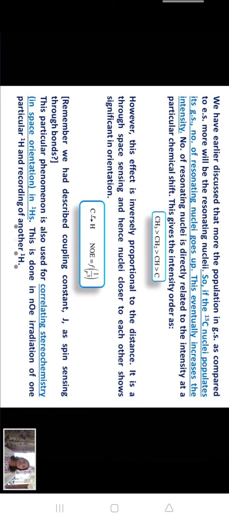Okay. So the effect is not only dependent on the protons which are attached to it, it is a distance based through space interaction. If R is considered the distance between the carbon and the hydrogen, then the NOE is a function of 1 by R cubed. So as the distance between the carbon and hydrogen increases, the effect decreases. Okay. This is a through space phenomenon. It is not a through bond phenomenon.